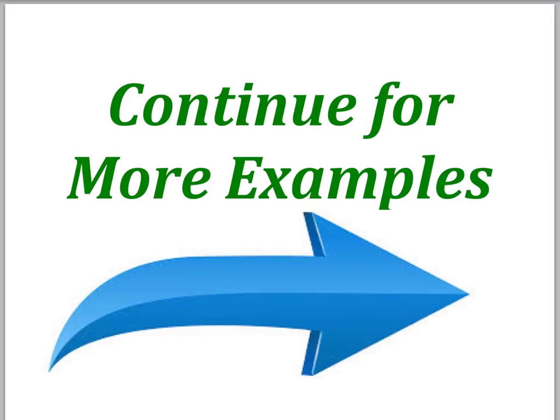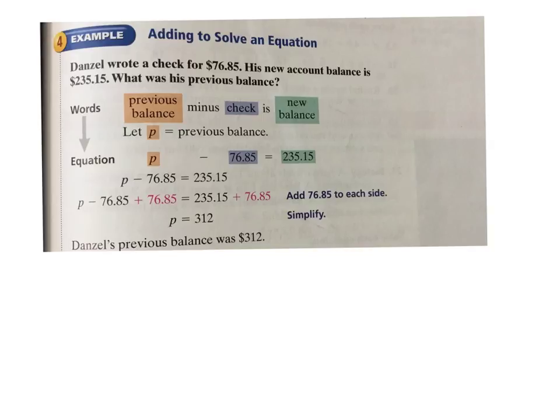Continue for more examples from me. So continuing with this whole adding thing. It says Denzel wrote a check for $76.85. His new account balance is $235.15. What was his previous balance? So we use that let statement, kind of get used to that idea. Let P be the previous balance. That's what I want to know. So previous balance minus the $76.85 equals $235.15.